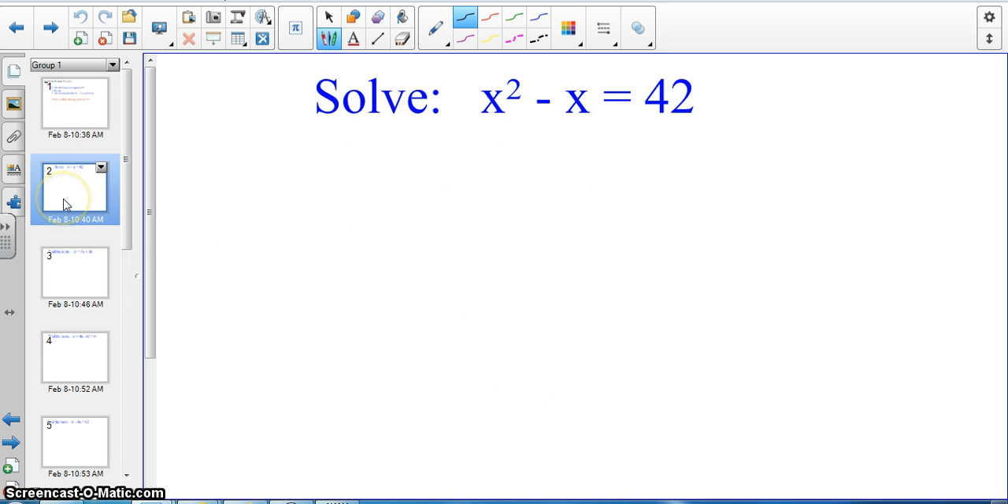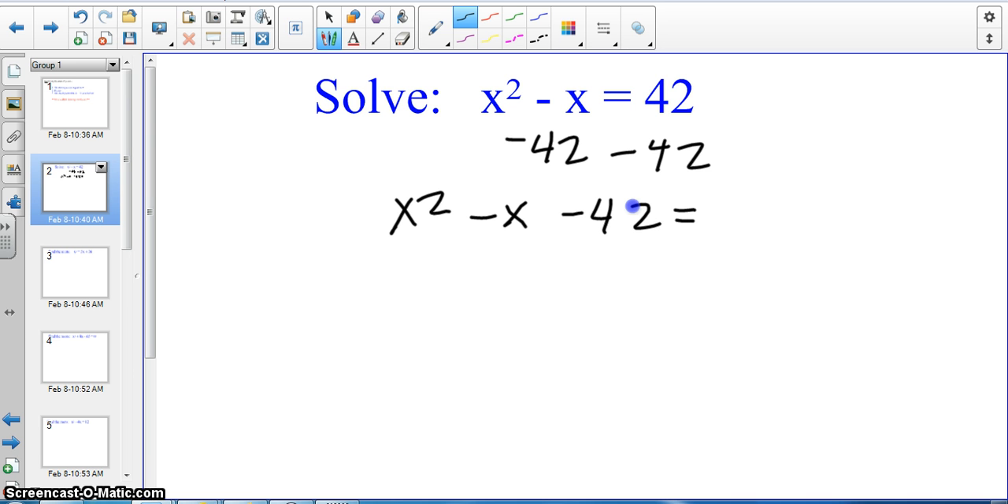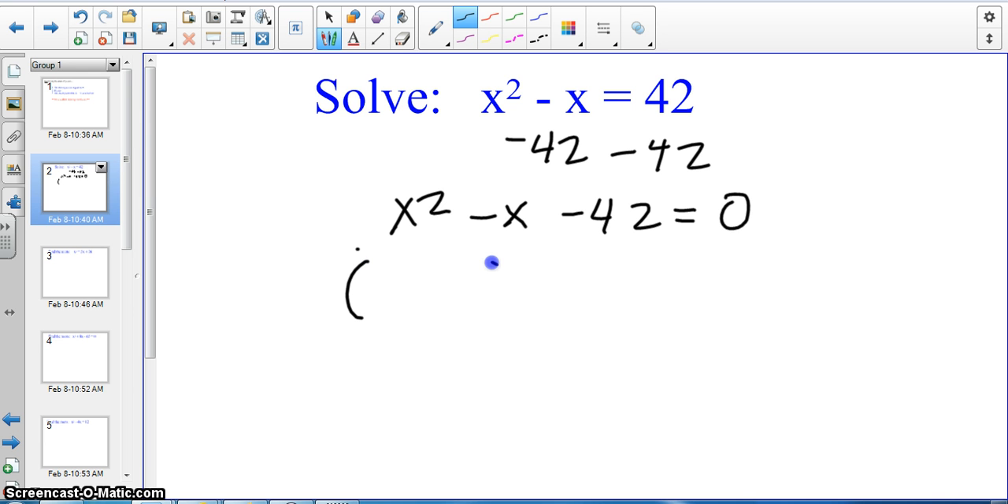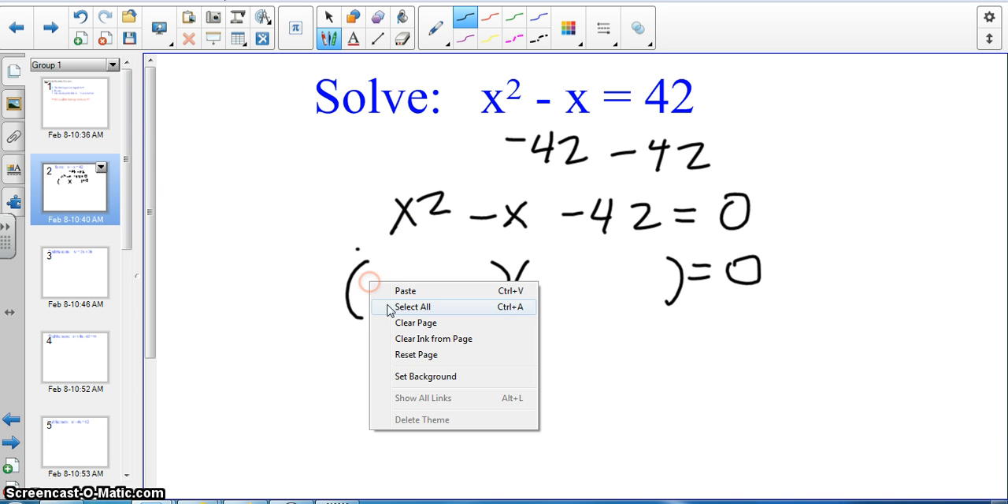So for example, x squared minus x equals 42. Everything's not on one side of the equation, so I have to subtract 42 first. So I'm going to subtract 42 from both sides of the equation. So I'd have x squared minus x minus 42 equal to 0. From here I have to factor it. So I write my two sets of parentheses for my factors. Split x squared up to x and x.